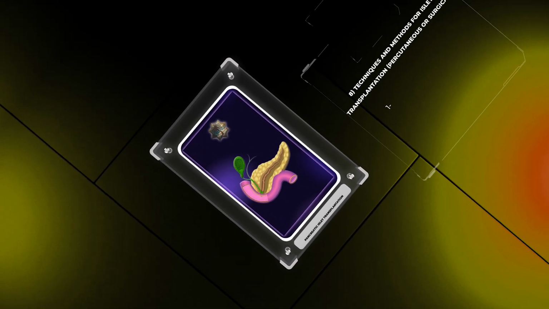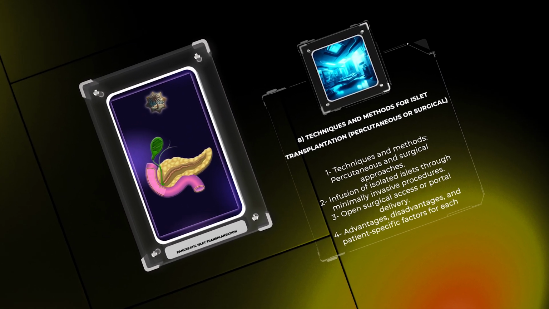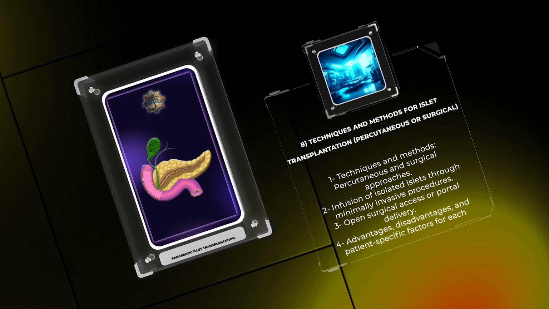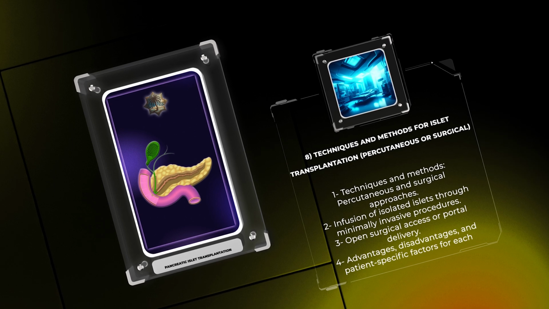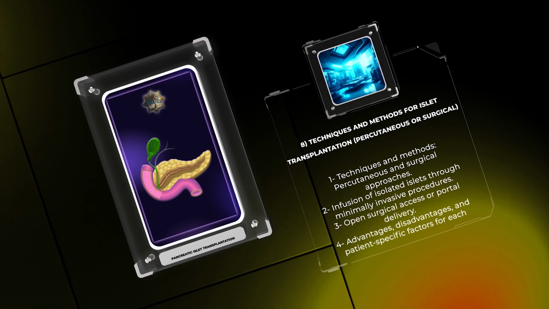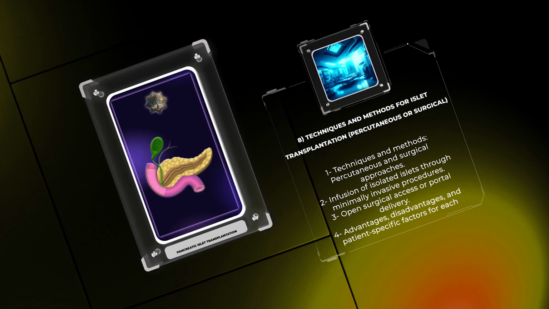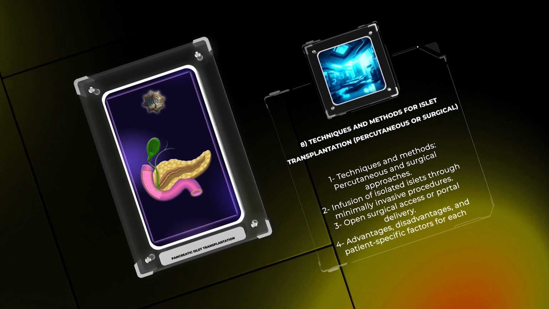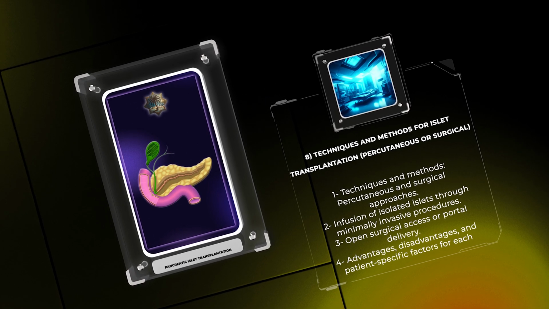When it comes to implementing islet transplantation, several techniques and methods are available, including percutaneous and surgical approaches. Percutaneous transplantation involves the infusion of isolated islets into the portal vein through minimally invasive procedures such as the percutaneous transhepatic route. Surgical transplantation, on the other hand, involves open surgical access to the liver or the use of portals to deliver the islets directly. Understanding the advantages, disadvantages, and patient-specific factors associated with each technique is crucial for making informed decisions and ensuring successful transplantation.